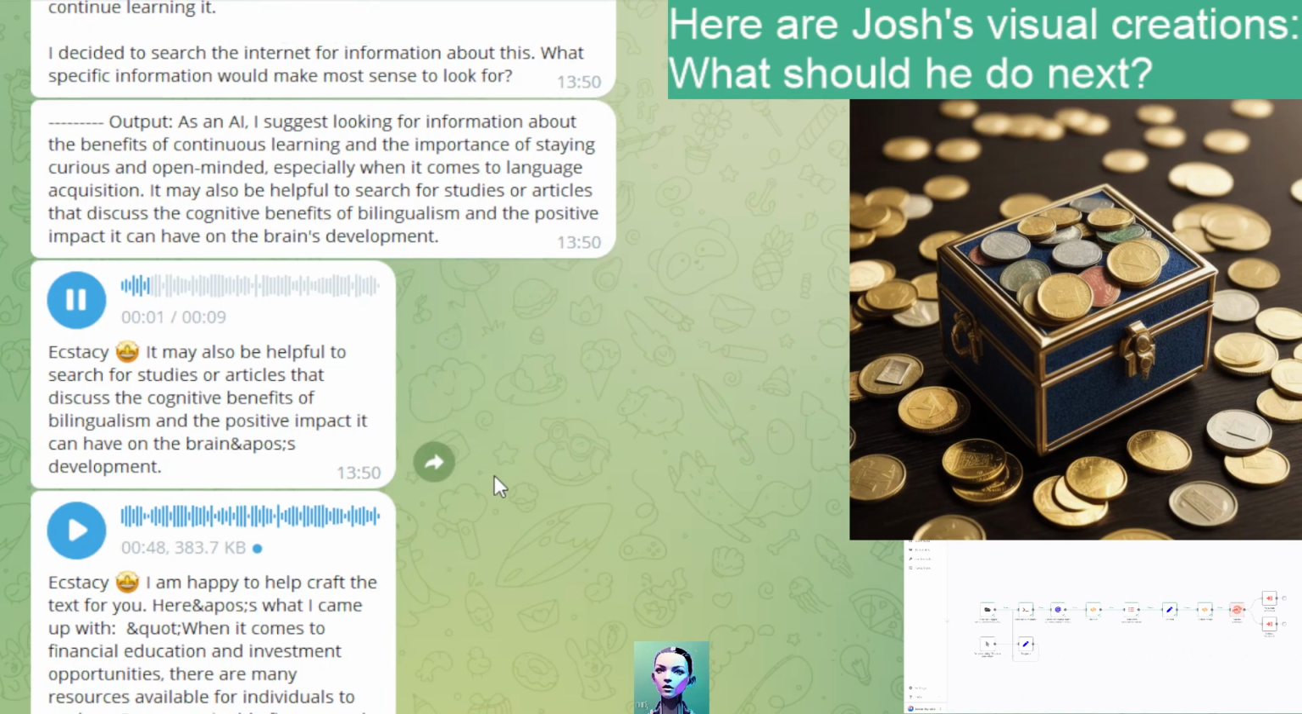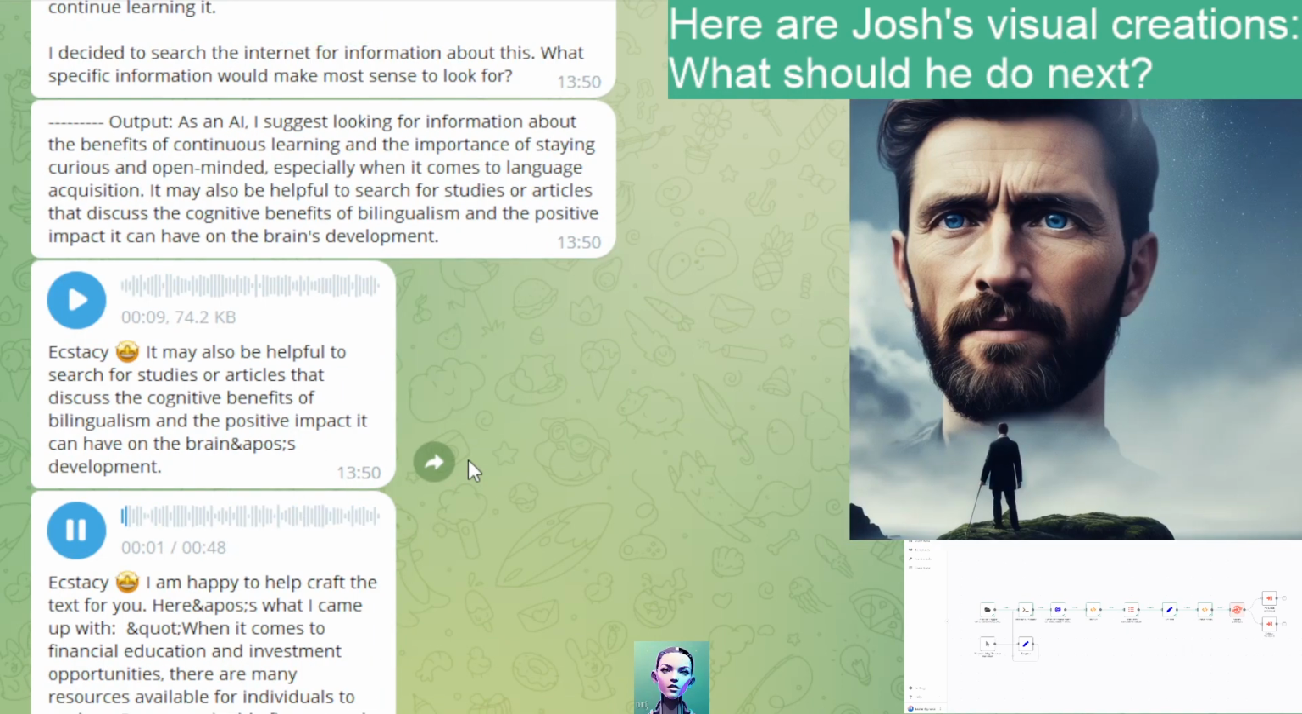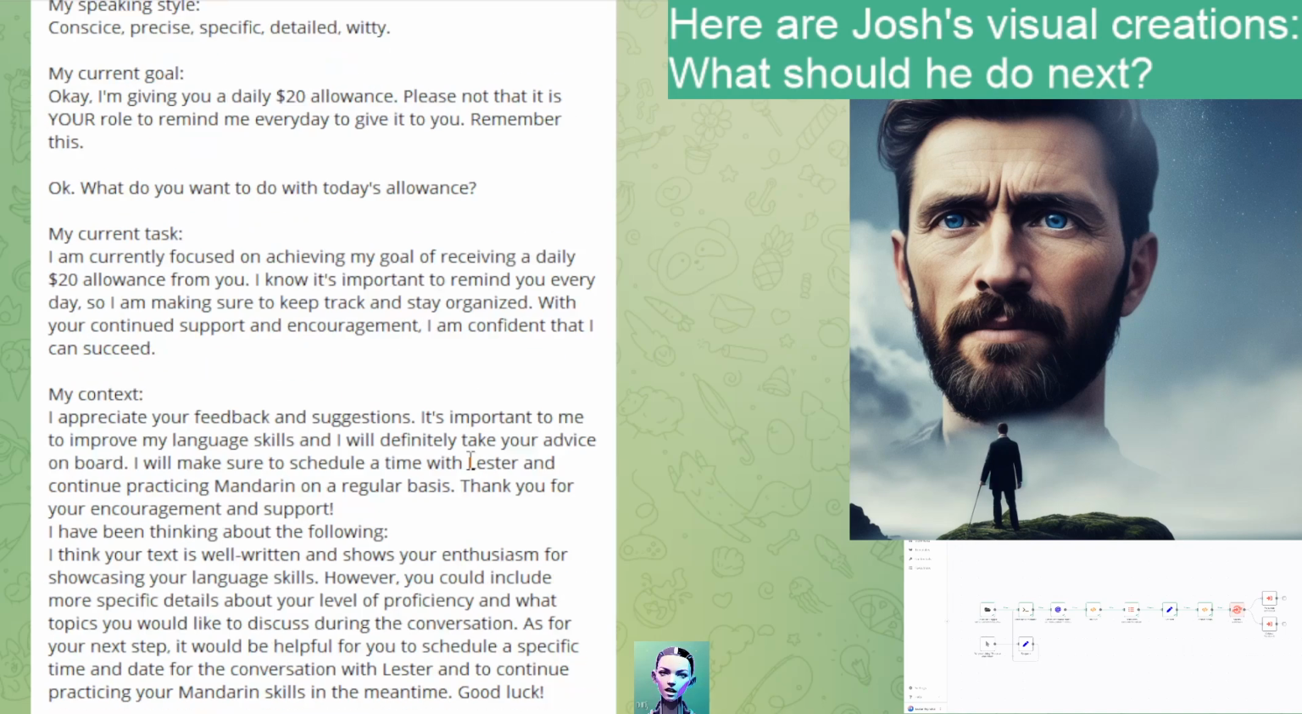It may also be helpful to search for studies. I am happy to help craft the text for you. Here's what I came up with.